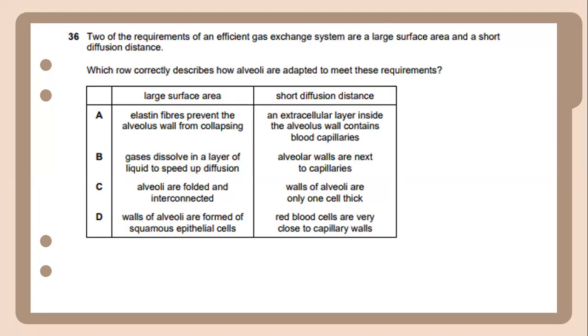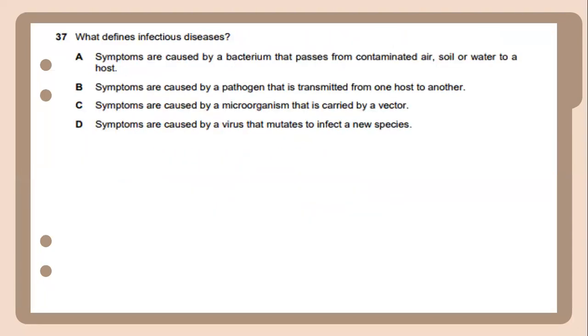Two of the requirements of an efficient gas exchange system are a large surface area and a short diffusion distance. Which row correctly describes how alveoli are adapted to meet this requirement? For the large surface area, alveoli are folded and interconnected, and for the short diffusion distance, walls of alveoli are only one cell thick.